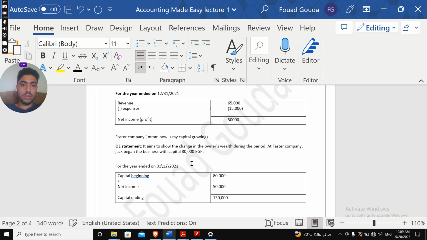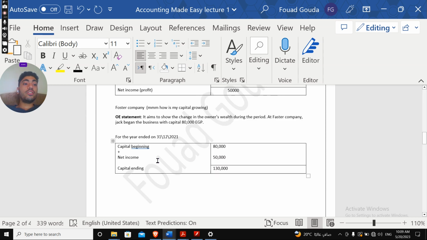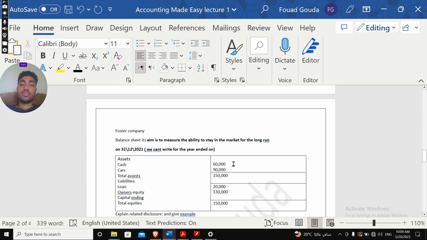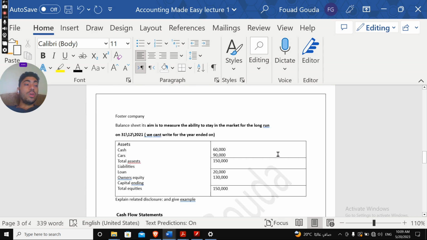That's actually a very good question. The third statement is called the balance sheet. We deal with the balance sheet through the simple accounting equation, which is assets equal liabilities plus owner's equity. And here is a really good question to ask right now: why do we say assets equal liabilities plus owner's equity, and why not owner's equity plus liabilities?